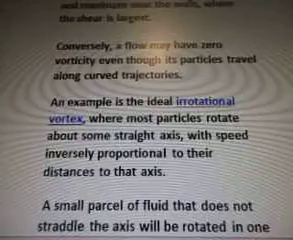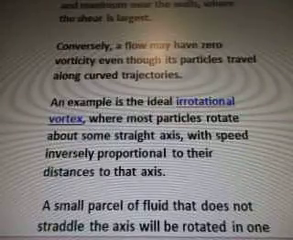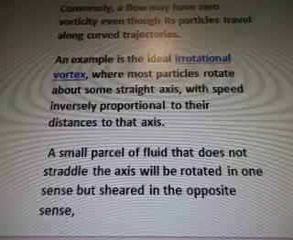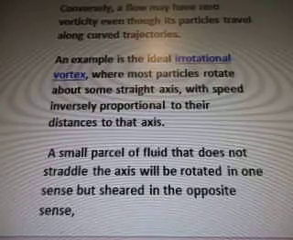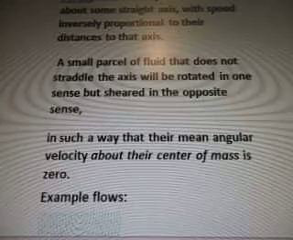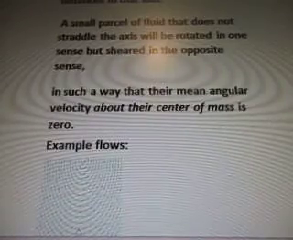Conversely, a flow may have zero vorticity even though its particles travel along curved trajectories. An example is the ideal irrotational vortex, where most particles rotate about some straight axis with speed inversely proportional to their distances to that axis. A small parcel of fluid that does not straddle the axis will be rotated in one sense but sheared in the opposite sense. In such a way, their mean angular velocity about their center of mass is zero.